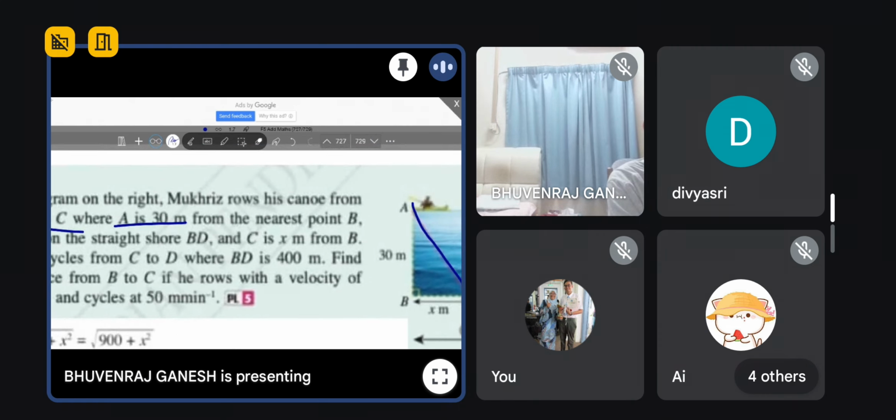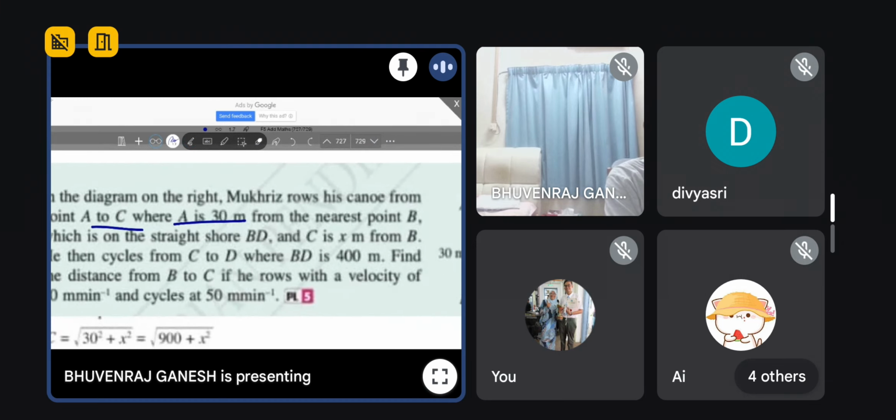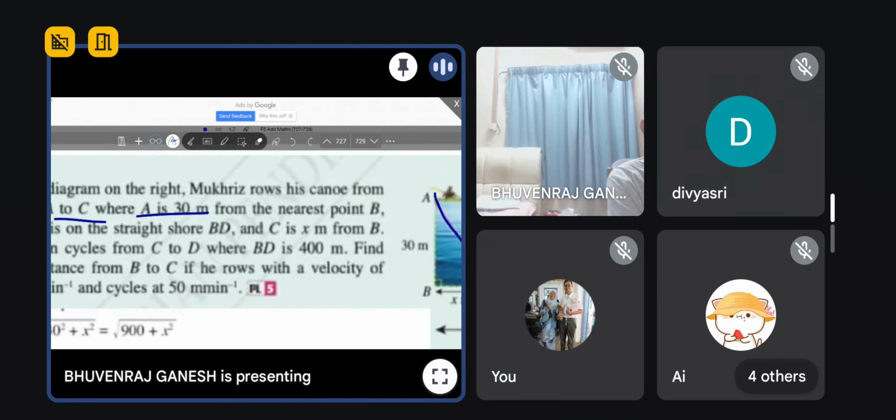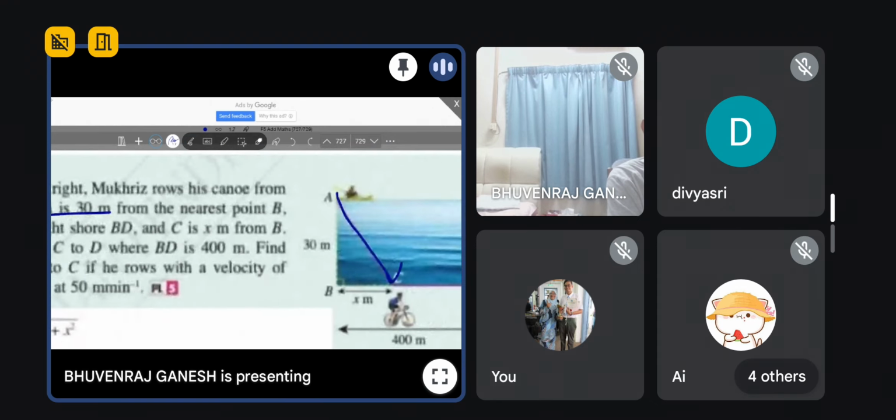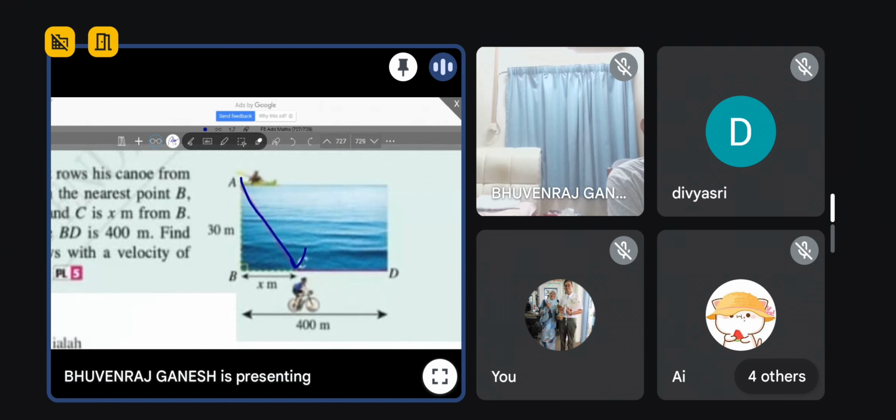A is 30 meter from B. So it's this distance. Okay, so you just analyze the question. C is X meter from B, already labeled. And then C to D, BD is 400. Okay, so they labeled that also.